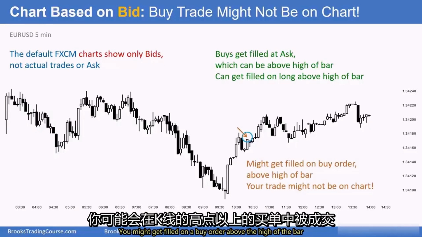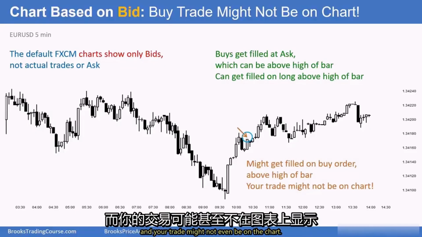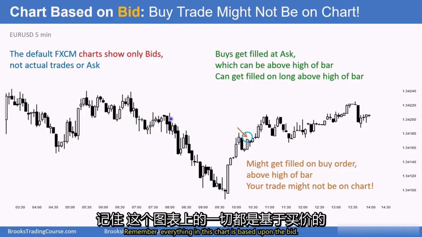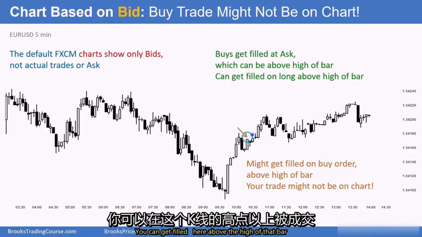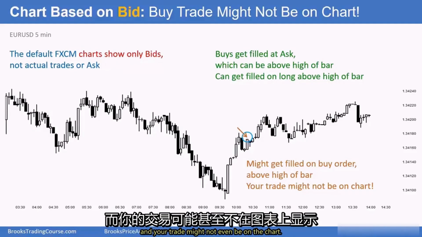You might get filled on a buy order above the high of the bar, and your trade might not even be on the chart. Remember, everything in this chart is based upon the bid. But when you buy, you get filled on the ask, which is always higher. You can get filled right here above the high of that bar, and your trade might not even be on the chart.